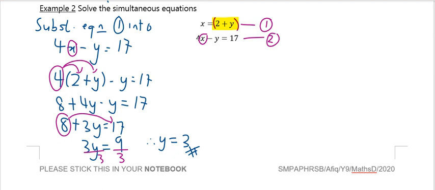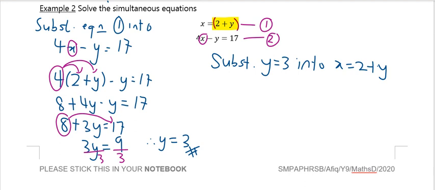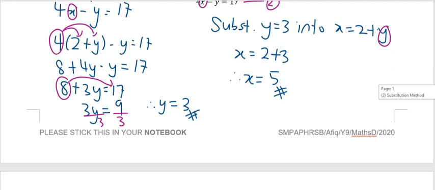So what we're going to do is substitute y into the equation that is the easiest. I mean, you can straight away find x, which will be in equation 1, right? So you substitute y equals 3 into x equals 2 plus y. You know that y equals 3, so x is straight away 2 plus 3. Therefore, your x equals 5. Right, so that's for the second one. All right, so let's move on to the next one.